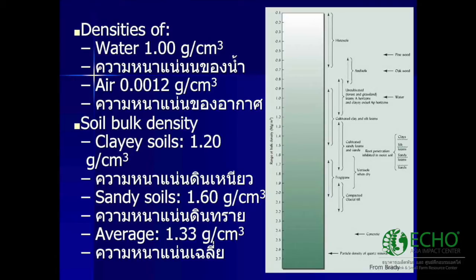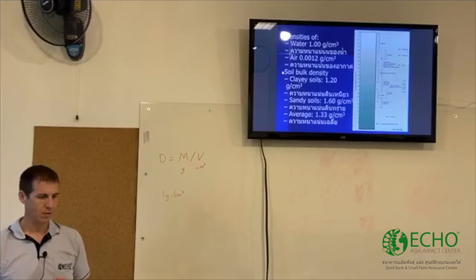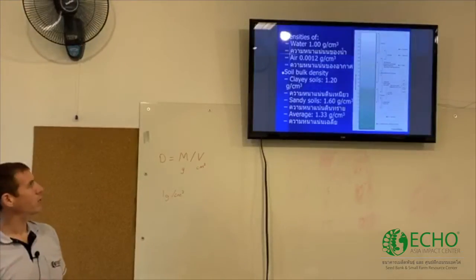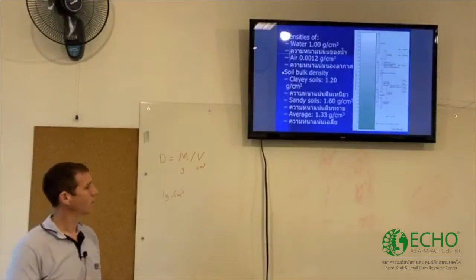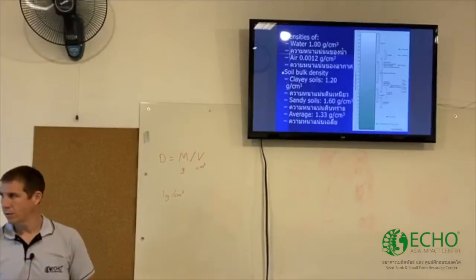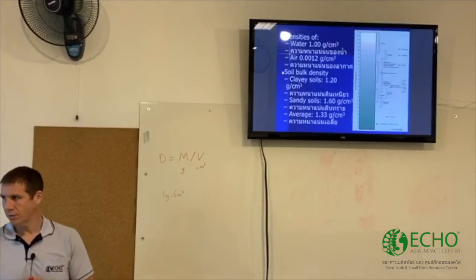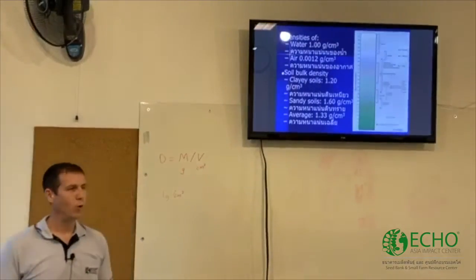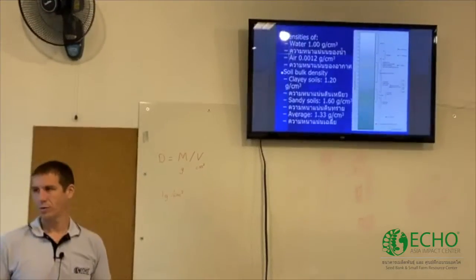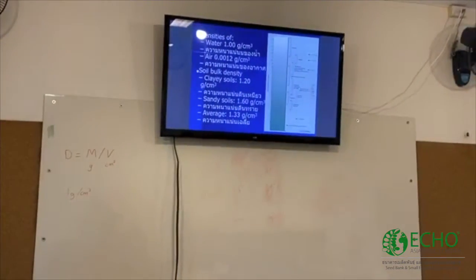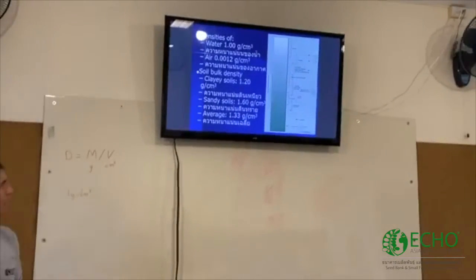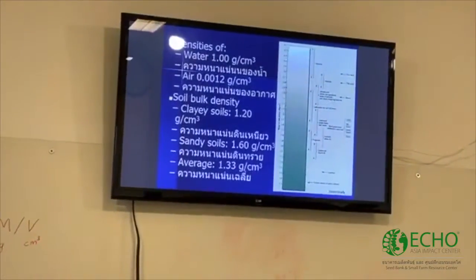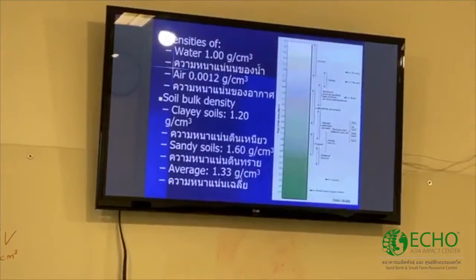Okay, so water is 1 gram per cubic centimeter. Air is much lighter, at 0.0012 grams per cubic centimeter. Okay, a clay soil would be around 1.2 grams per cubic centimeter. And a sandy soil is about 1.6.